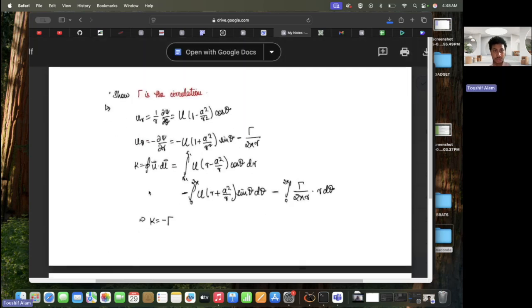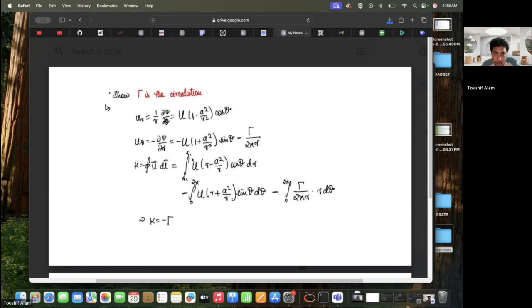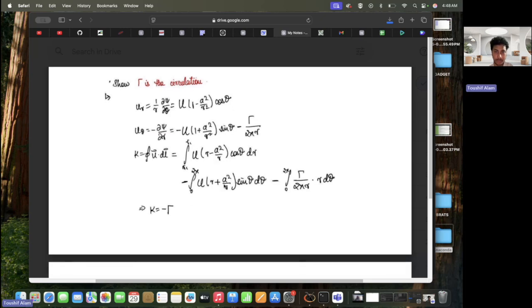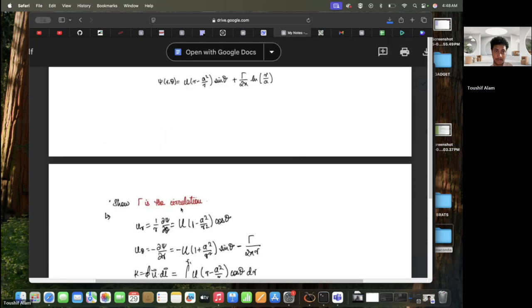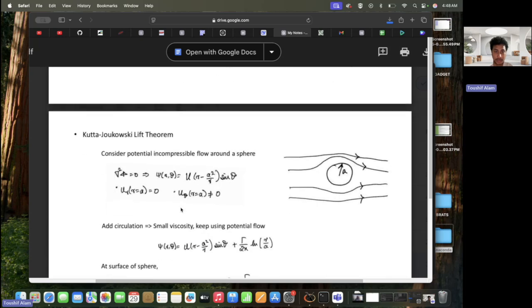Then K, which is the circulation integral of u dot dl, goes from r equal to a, of this term, minus a square by r cos theta dr, right? Minus this term's integration and this term. So K is equal to, we know the integration of cos theta is 0 and of sin theta is also 0. And d theta gives 2 pi, the 2 pi cancels out, r cancels out, and it will be just minus gamma. Ignore the sign, so gamma is the circulation.